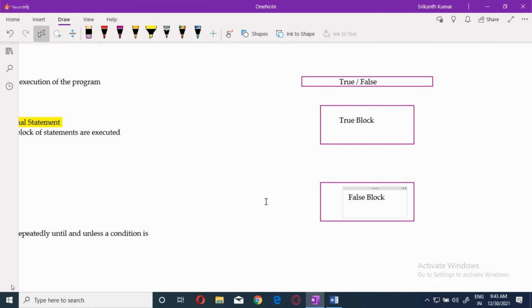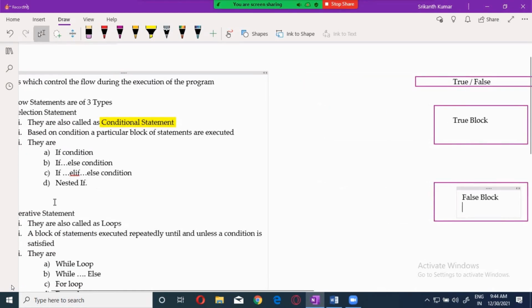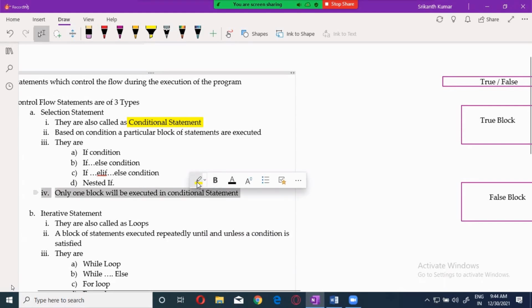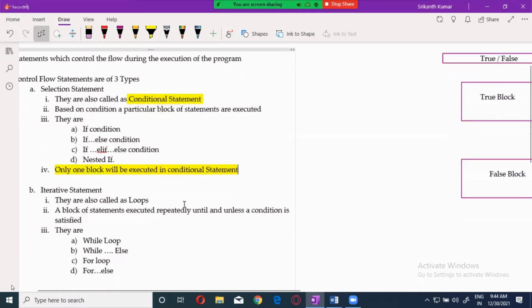Usually people get confused over here. They think there may be a chance that the second block will be executed. No way. Only one block will be executed. Remember that. You can take it as a thumb rule of this conditional statement. You may not understand this point as of now and may be a bit confused. As we move forward, you will understand what I exactly mean.